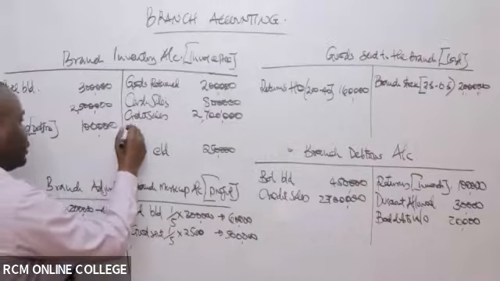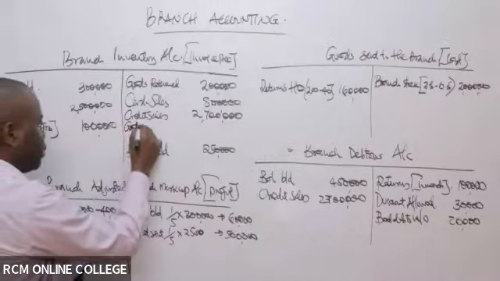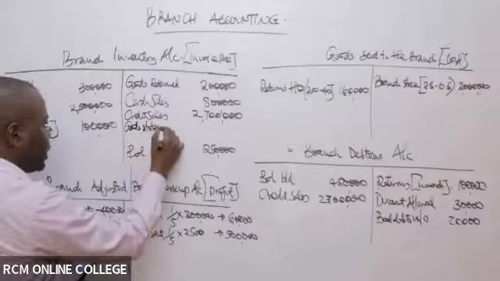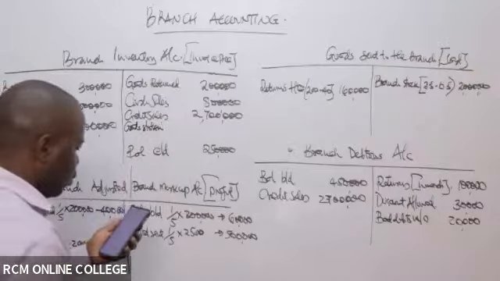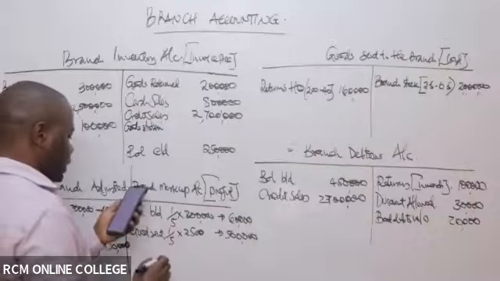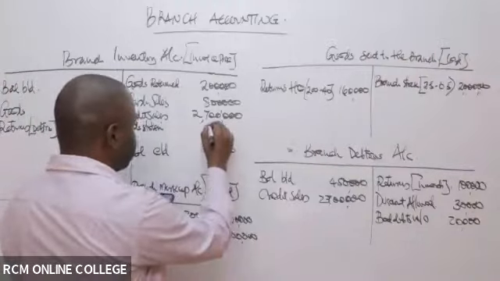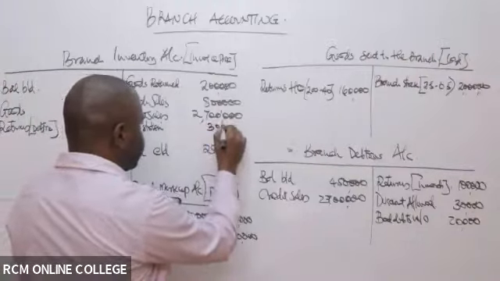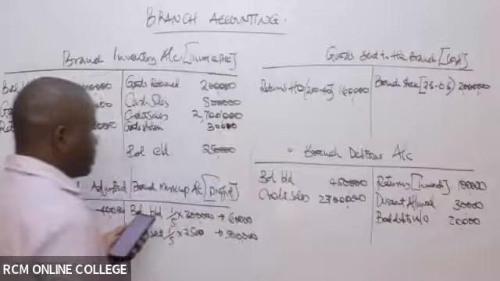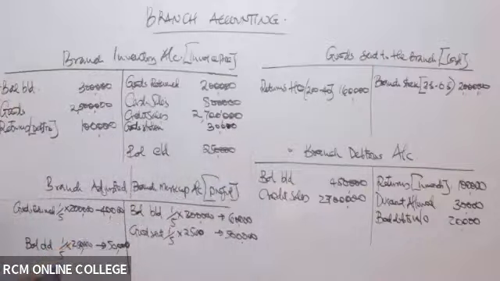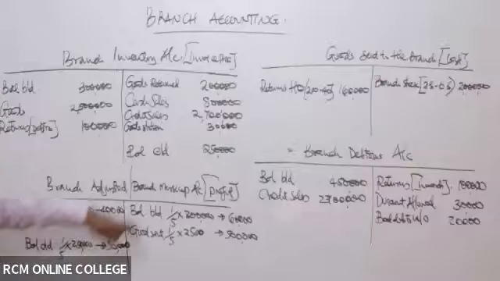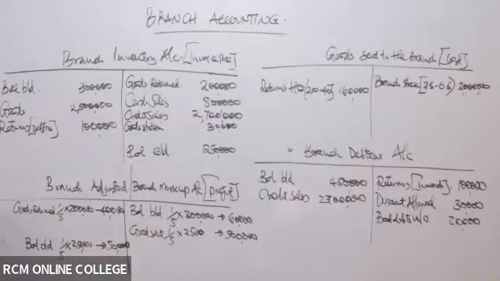So goods stolen. Goods stolen reduce the goods at the branch. The goods stolen here were of an amount at invoice price of how much? 30,000. So these goods were stolen from the branch, and they were worth 30,000. Because these goods that were stolen, there was a profit element in them.